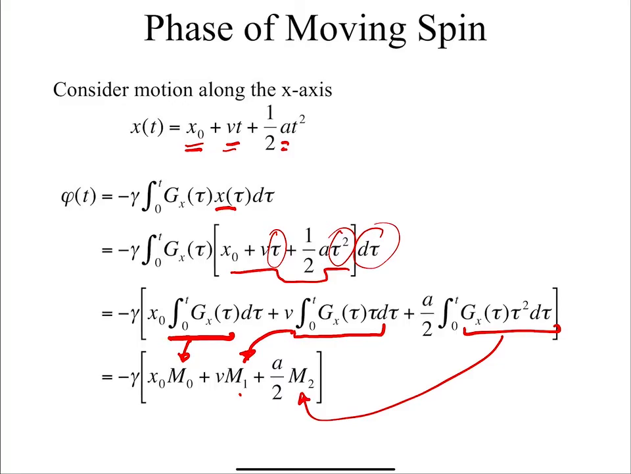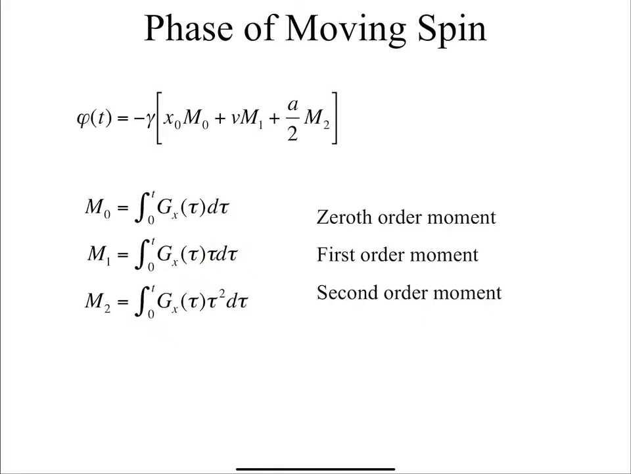All right. So basically, we're just looking at the moments of the gradient, and that's repeated here. The 0th order moment is just the integral of the gradient. So if I have a bipolar gradient which is equal and opposite, positive for some time and negative for some time, what's the 0th order moment of that gradient?